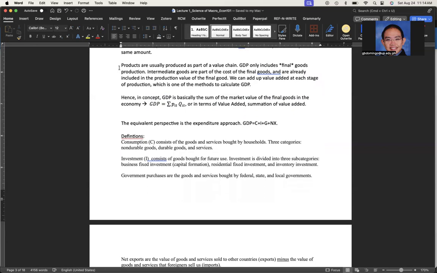The value added part is actually very important as we'll go forward, so I should revisit that here. So products are usually produced as part of a value chain. GDP only includes final goods. Intermediate goods are part of the cost of final goods and already included in the production value of the final good. We can add up the value added. And again, value added is the value of the sales minus the value of the purchased intermediate goods used to produce those sales at each stage of production. And that's one of the methods we use to calculate GDP, including the Philippines.